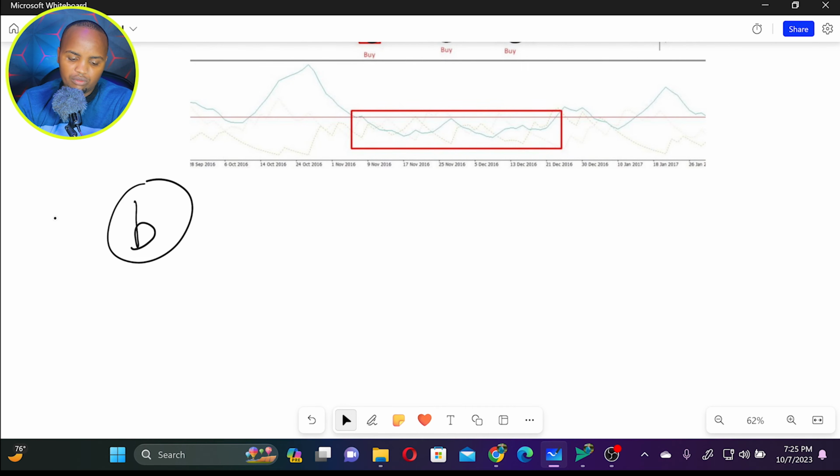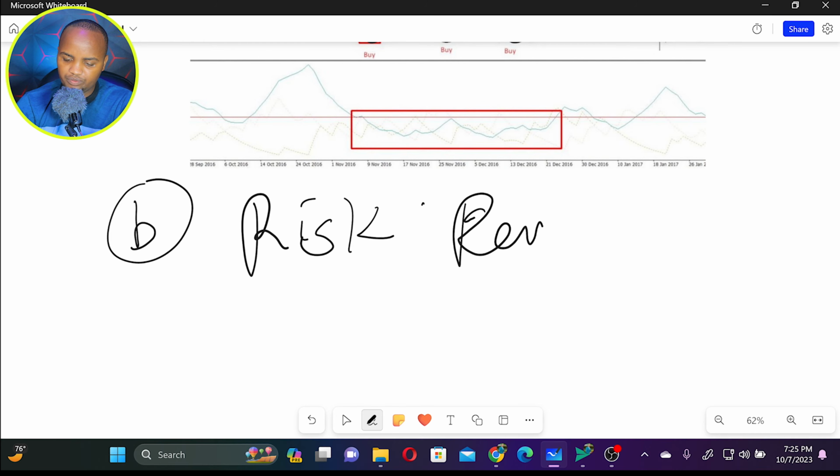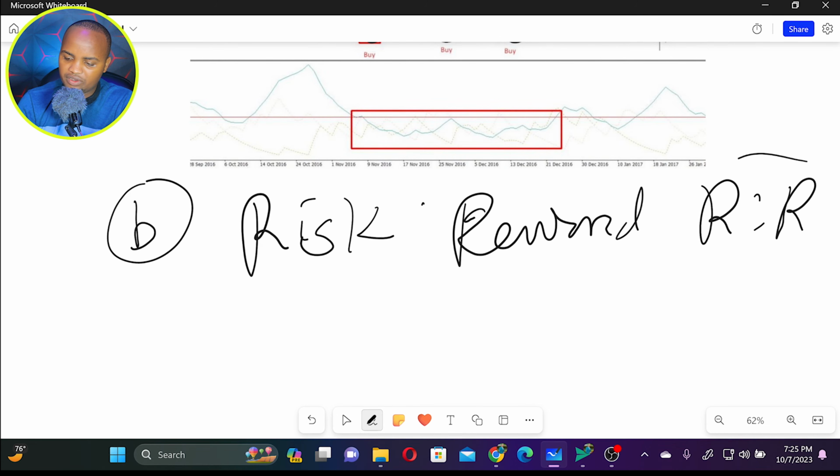And number two of the do's is risk reward ratio. I know this is somehow complicated for this account. Risk reward, some people call it R. The risk reward ratio is the amount of money that you are risking to get the reward, that is the profit.